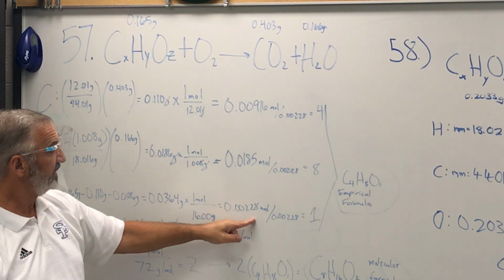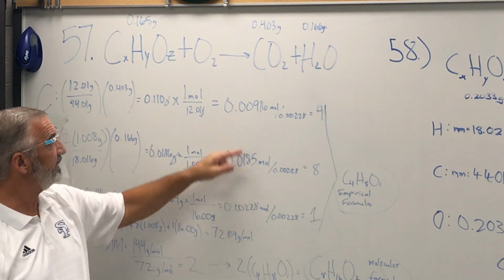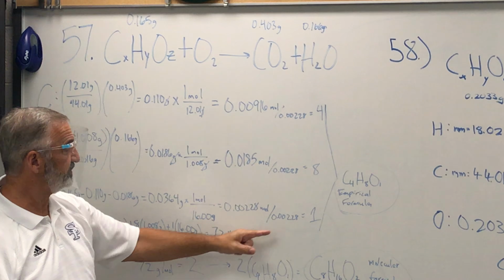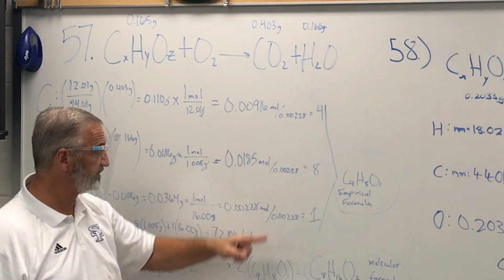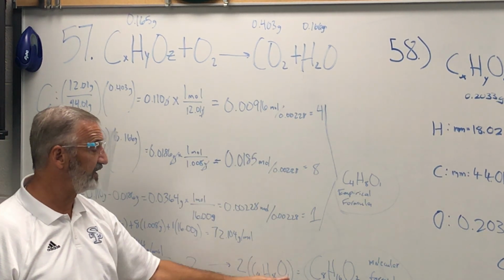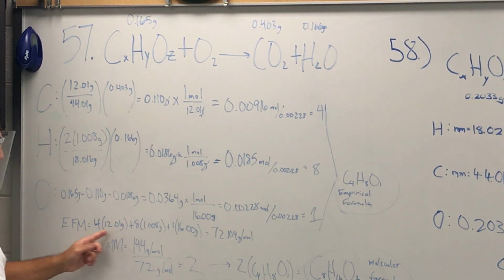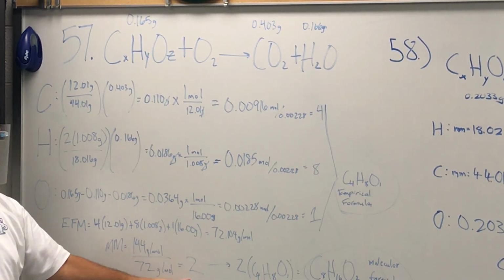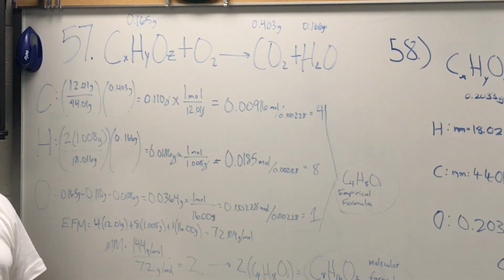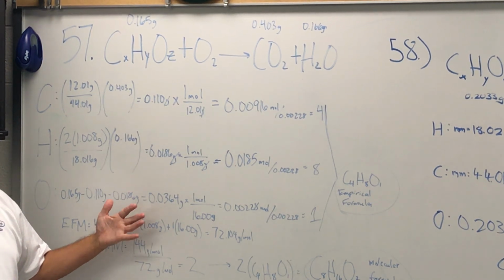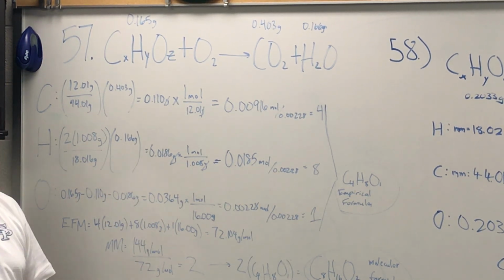Now, what's the next step after we have these moles? Divide by the smallest. Okay, so we divide by the smallest, got the 1 to 8 to 4, so the empirical formula is C4H8O, but the molecular mass is 144. You find the empirical formula mass, divide it in, it's 2, therefore the molecular formula is twice the empirical formula. It's pretty much that. No matter what you do, it's going to be that type of problem.